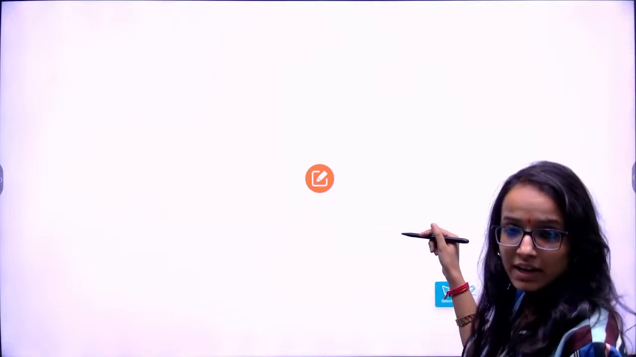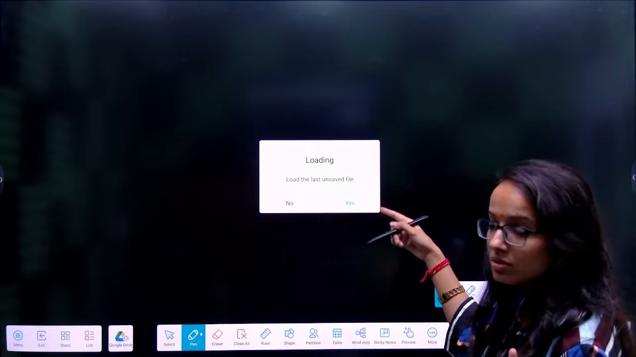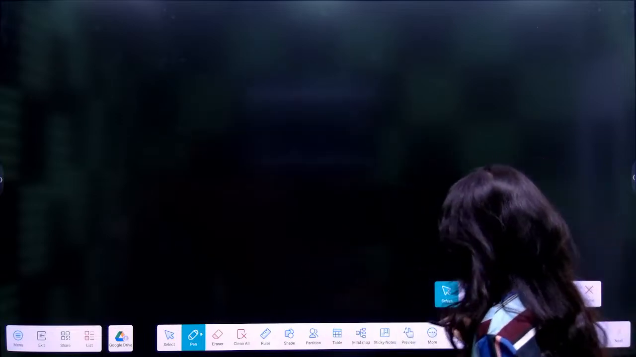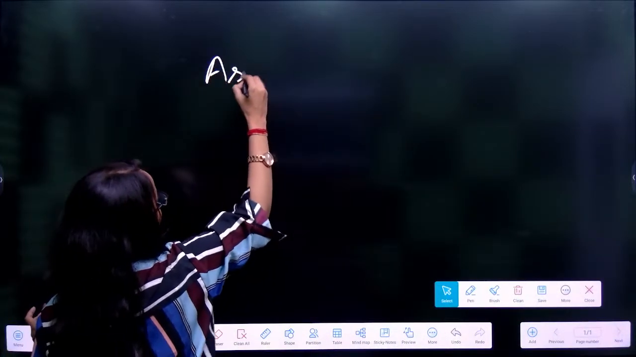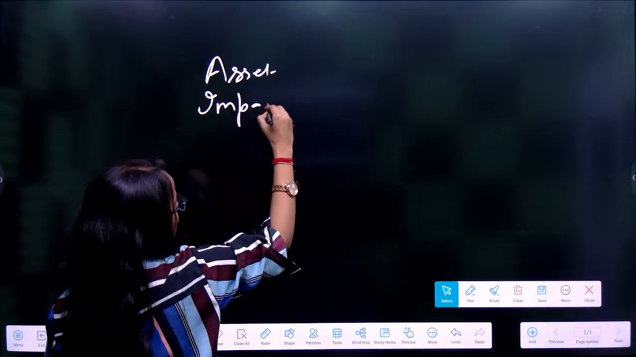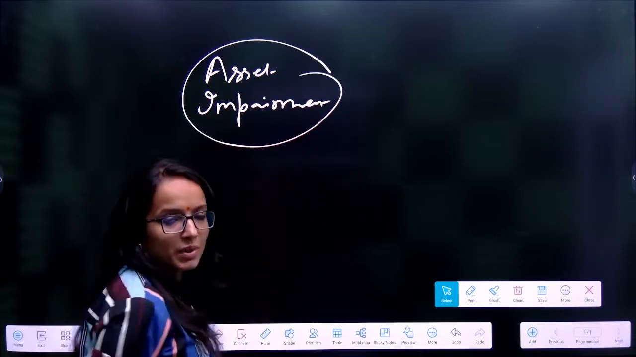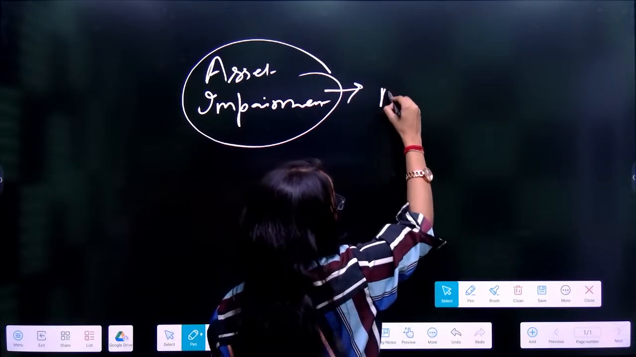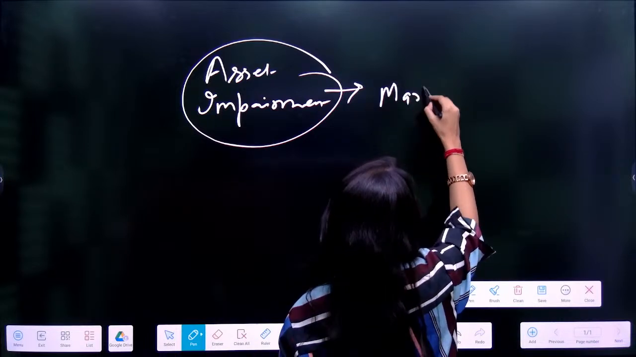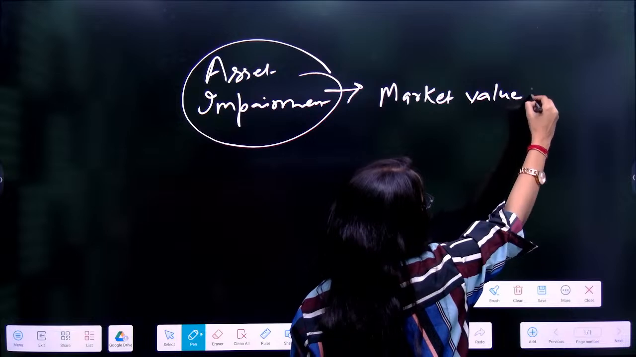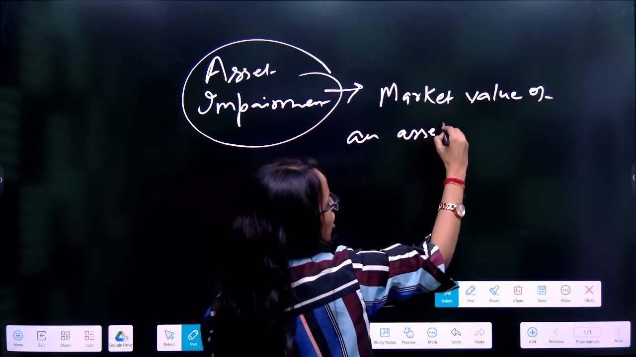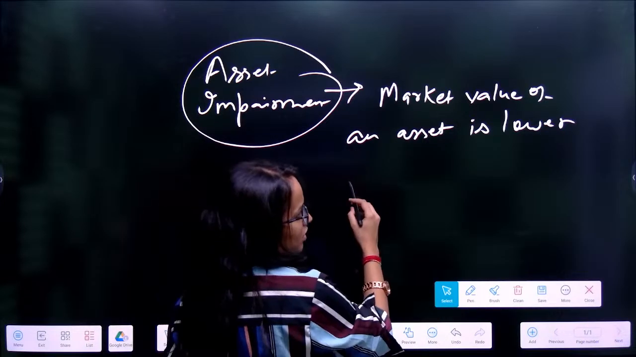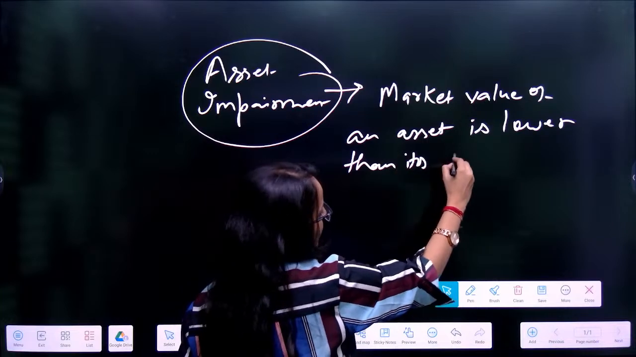Also write all these concepts. I have asked you in the initial beginning of the class only. Sit with a pen and paper, okay? Asset impairment. So in the financial market, we use this term, asset impairment, when the market value of an asset is lower or becomes lower than its carrying value, lower than its carrying value.